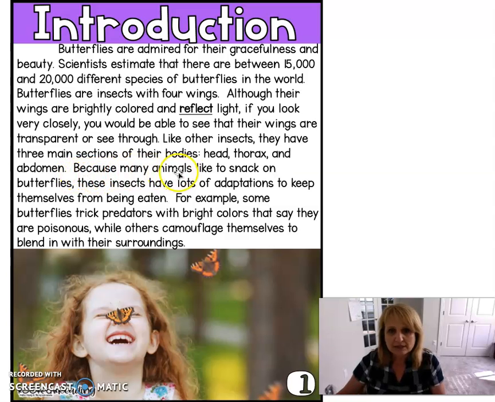Because many animals like to snack on butterflies, these insects have lots of adaptations, means where they live, to keep themselves from being eaten. For example, some butterflies trick predators with bright colors that say they are poisonous. Remember how pretty the poisonous dart frog was? It had those bright colors. That tells the predators that they're poisonous. While others camouflage themselves to blend in with their surroundings.